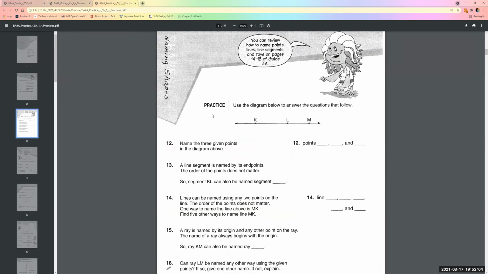Okay. Can I have another person volunteer for this group of questions? I think Julia has her hand up. Do you want to unmute and let's try going through them? Okay. So the points are K, L, and M. Right. And that's because these points are just one exact location.